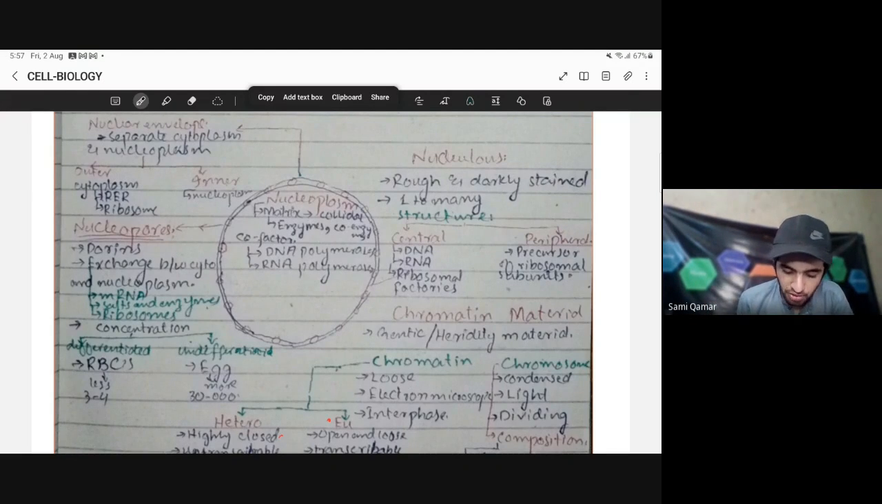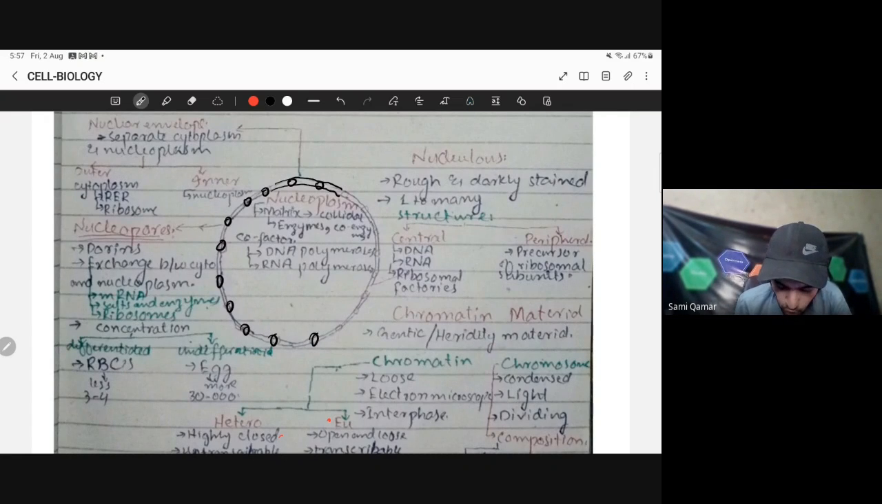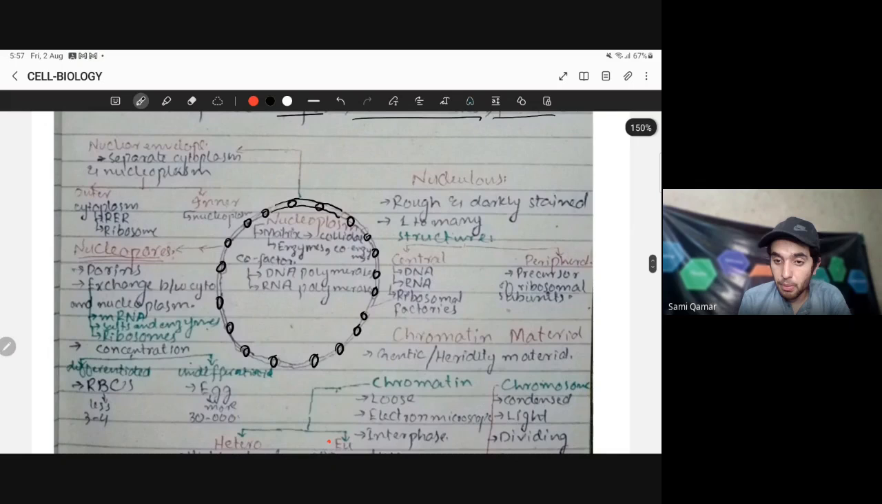Let's start: the nucleus is double membranous. This is the first membrane, and this is the second membrane. Inside the double membrane there are some pores. These pores are known as nucleopores. Due to these pores, materials or nutrients are transported from inside to outside of the nucleus, and from outside to inside. I hope you guys are getting this.